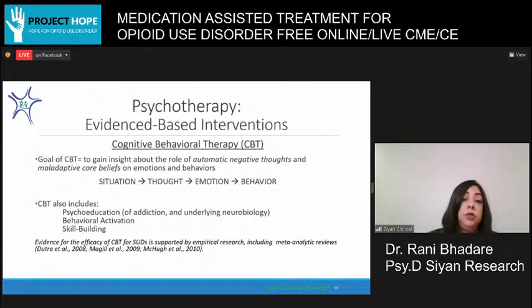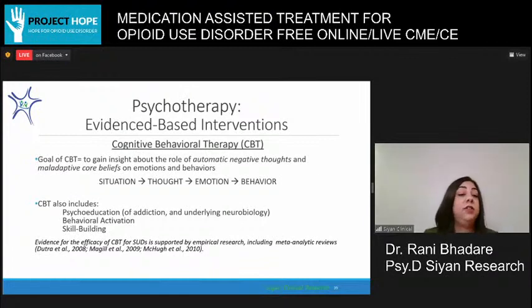CBT also includes psychoeducation of addiction and the underlying neurobiology, which is very important for a similar reason. Teaching patients about what's going on in the brain can help them understand the part of things that are more in their control and the parts of their behaviors that may benefit from medications, at least in the beginning of their recovery.